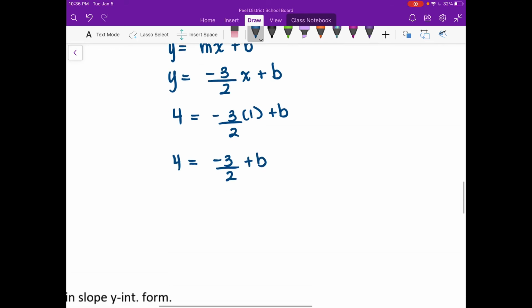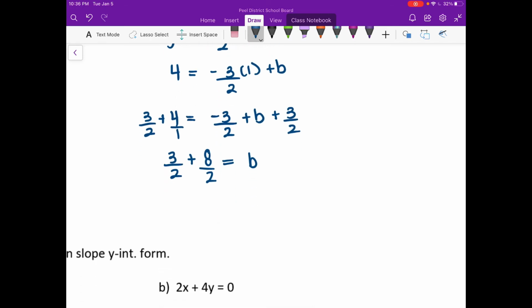I'm going to want to move the 3 over 2 by adding 3 over 2 to both sides. So I'm just going to add 3 over 2 over here as well. Right, so I have 3 over 2 plus 4. I'm going to change the 4 into an equivalent fraction. So it's going to become 8 over 2 because I want to put it over 2. So I have 4 over 1. Change it into an equivalent fraction. I'm going to add these two together because the denominators are the same. I can. So it's 11 over 2 equals b.